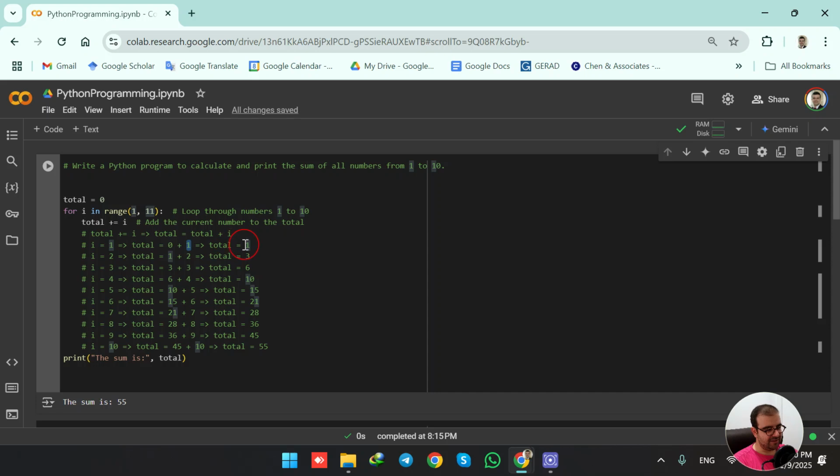Because total was 0, I equals 1, 1 plus 0 is 1. Then in the second iteration, number 2 is added to that, so it is 3 now. And I is 3, we are adding it to the already existing total, which is 3, so it's 6 now. 6 is added to number 4, their summation is added to number 5, their summation is added to number 6, their summation is added to numbers 7, 8, 9, and 10. So we reach the output: the sum of all numbers from 1 to 10 is 55. Thank you for watching.